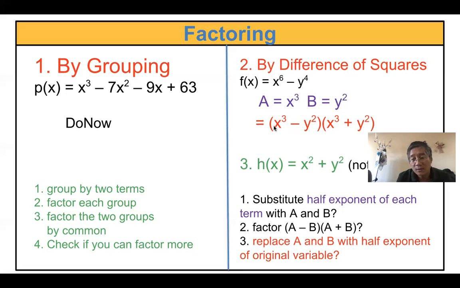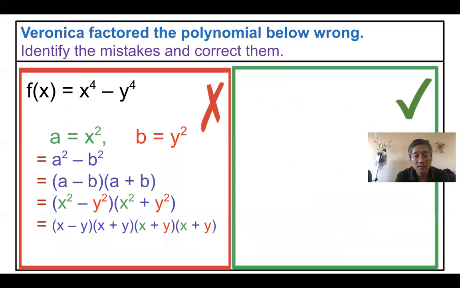And now this is odd degree and even degree mixed up. You cannot factor anymore, so you can leave it like this, right? But if they are all even powers, then you can continue like this one, right? So we are done here.